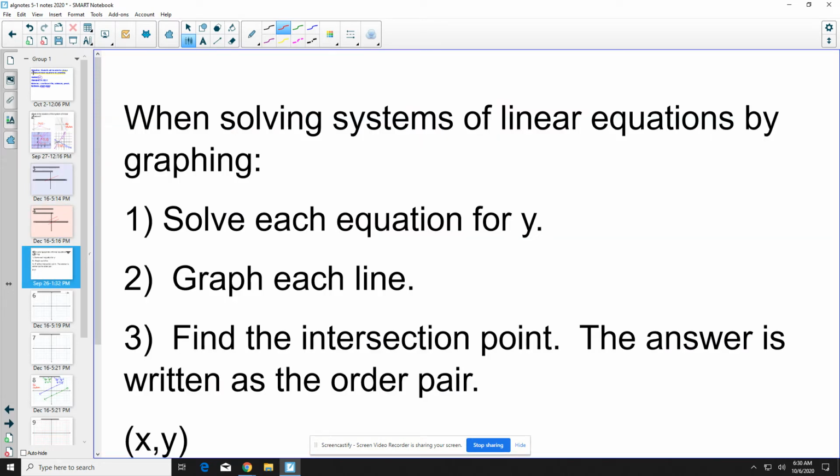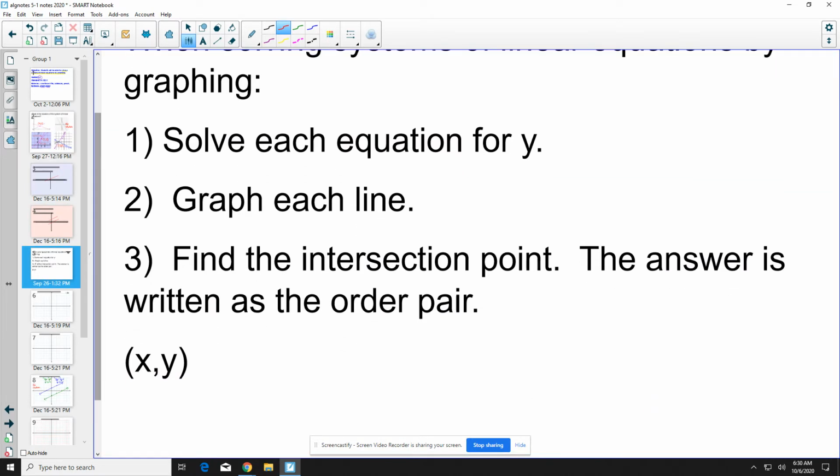When solving systems of equations by graphing, first you're going to solve each equation for y so that you can graph it. After you graph the two lines, you're going to find the intersection point. The answer is written as an ordered pair, (x, y).